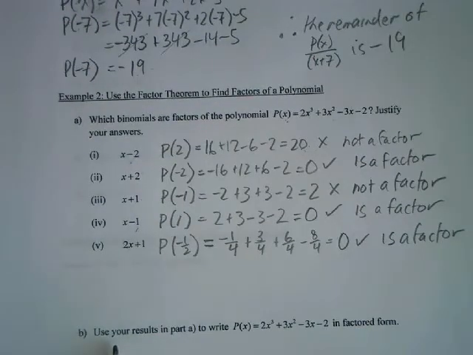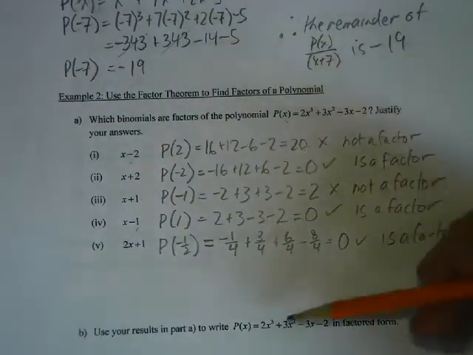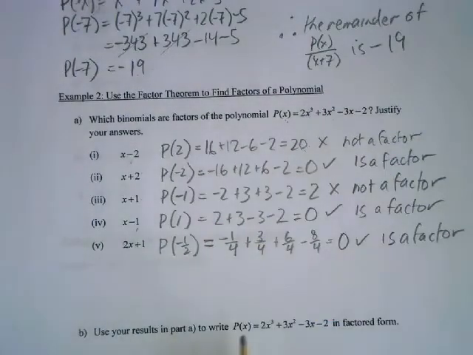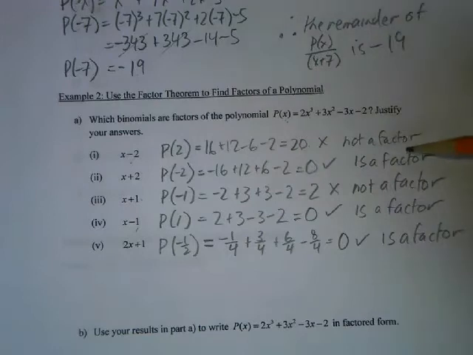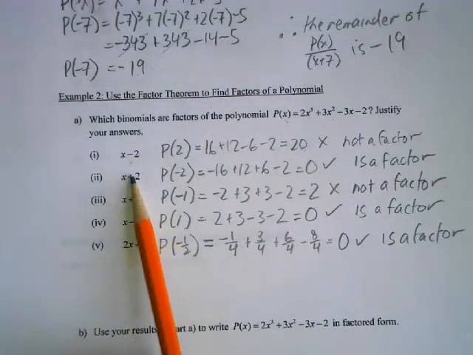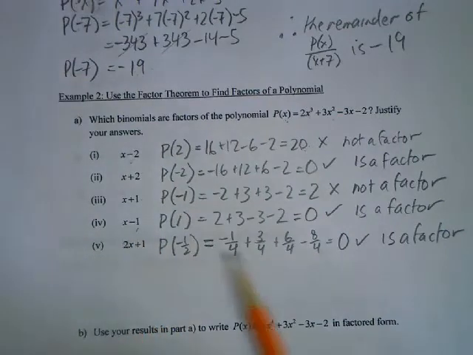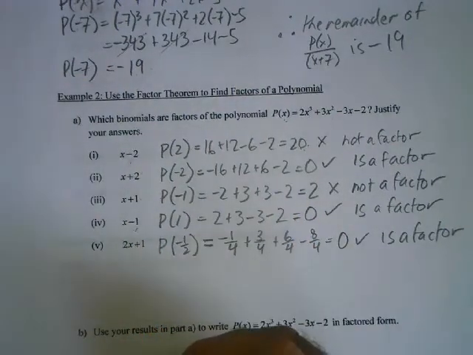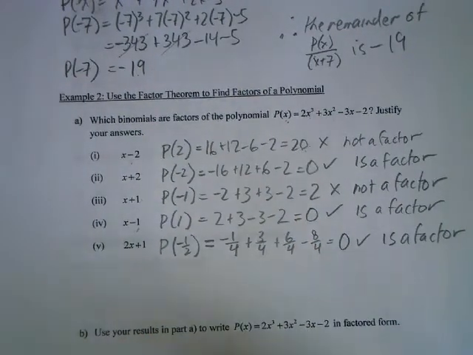Part B says, use these results to write p of x in factored form. Well, what do we know about p of x from this? We know x plus 2, x minus 1, and 2x minus 1 are factors. Those are all factors, so you could rewrite it in factored form.